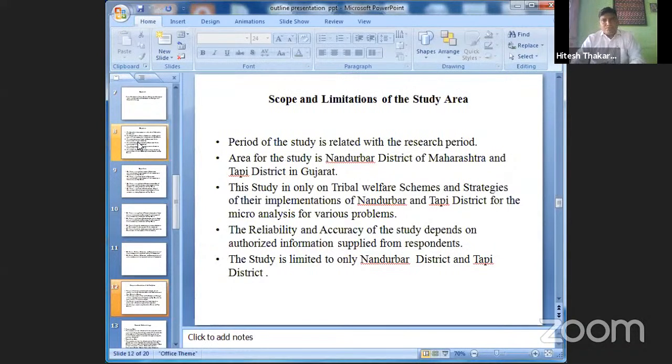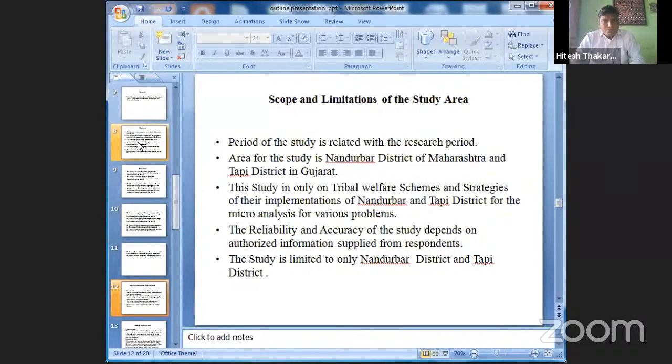Scope and limitation of the study area. In the study, period of the study is related with the research period. Another scope is area for the study is Nandurbar district, Maharashtra, and Tapi district, Gujarat.